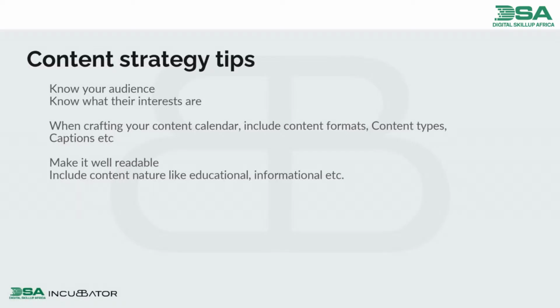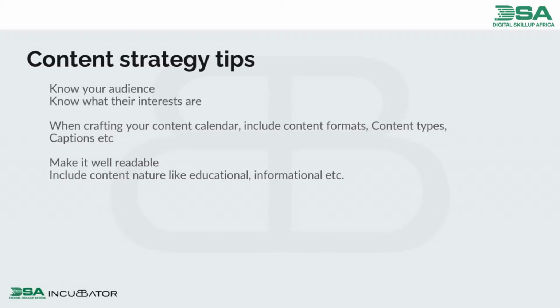Then when crafting your content calendar, I showed you an example in one of the classes, and I'm also going to show you an example of a content calendar. It should include content formats. I told you, put in your dates, you can put it in a tabular form. So put your dates, content format. Content formats can be carousel post, it can be video, it can be animation, it can be infographic. So you need to put that there. Okay, date: Monday 18 June.